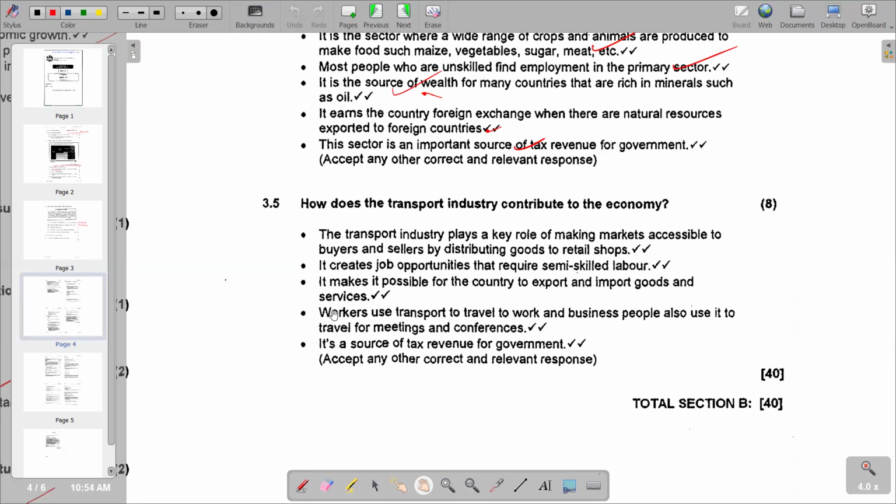So we go to the next one. It makes it possible for the country to export and import goods and services. And then we go to the next point. Workers use transport to travel to work, and business people also use it to travel for meetings and conferences. We see how vital the transport system is in the economy. The last point, it's a source of tax revenue for government. It's also taxed, so it becomes a source of revenue for the government. This is what we have, guys, on this question 3 on the question paper of March 2022.